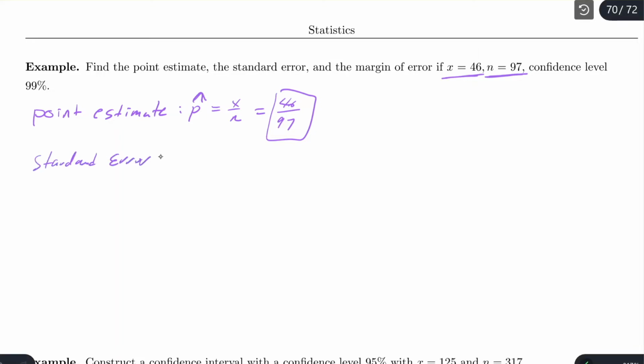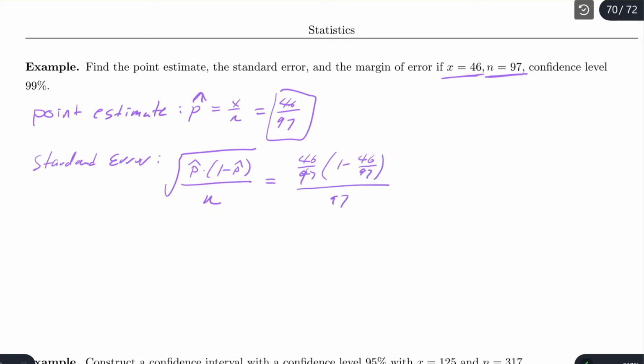Standard error is just the square root of p hat times 1 minus p hat divided by n, square rooting the entire thing. Well, p hat is 46 over 97 multiplied by 1 minus 46 over 97, divided by 97, and square root the entire thing. Then we get 0.0506998.